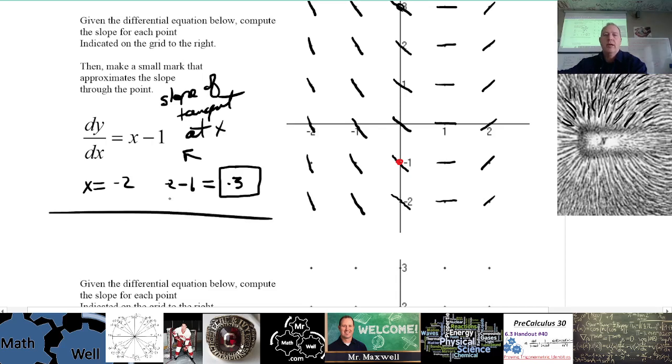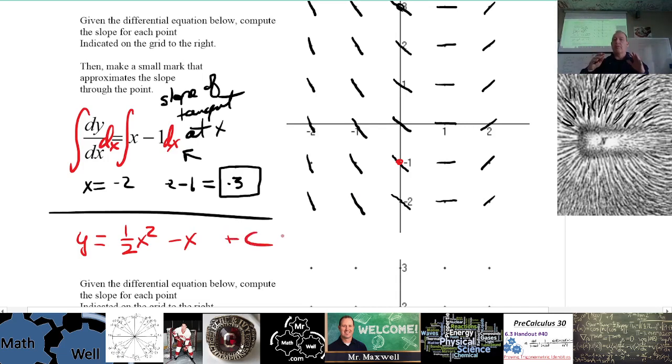So for example, if I were to take the integral of both sides, which you don't have to do, but in order to explain this to you, I want to show you this, I would get y equals 1/2 x squared minus x plus c. So this would be a parabola that opens upward. It's a little bit wider than normal, okay?